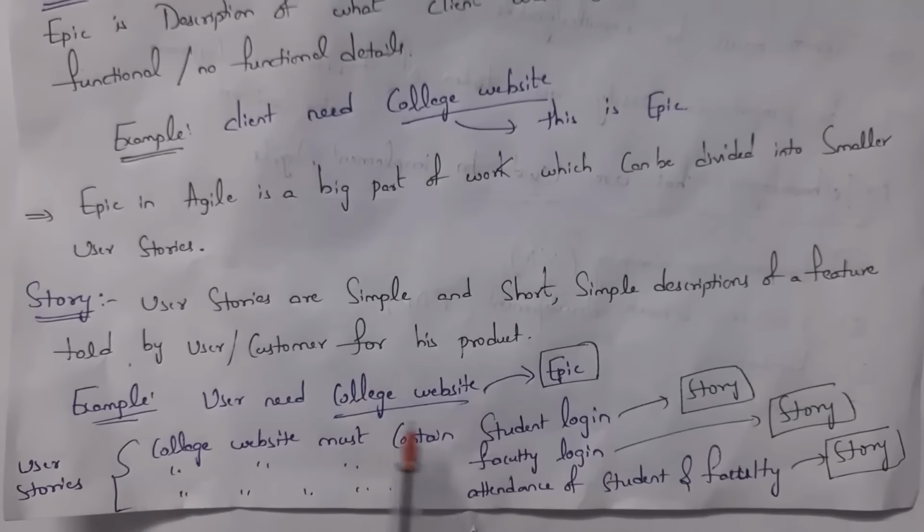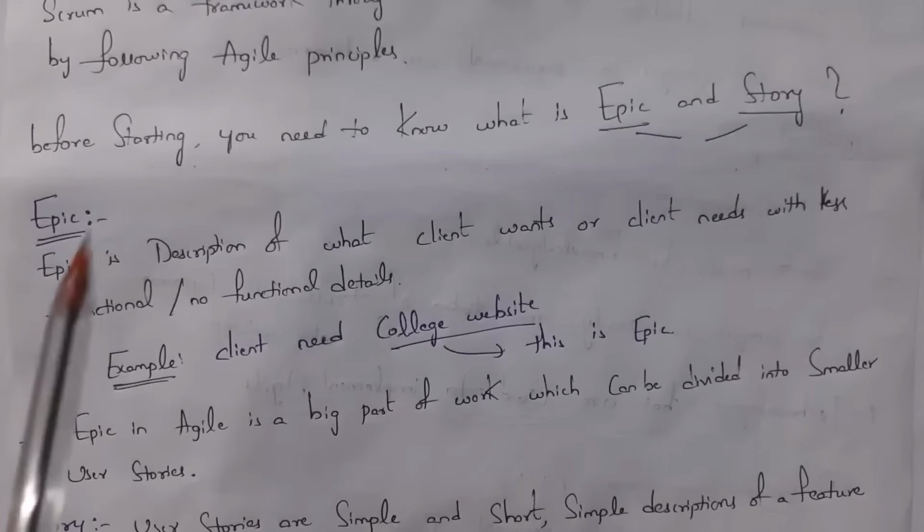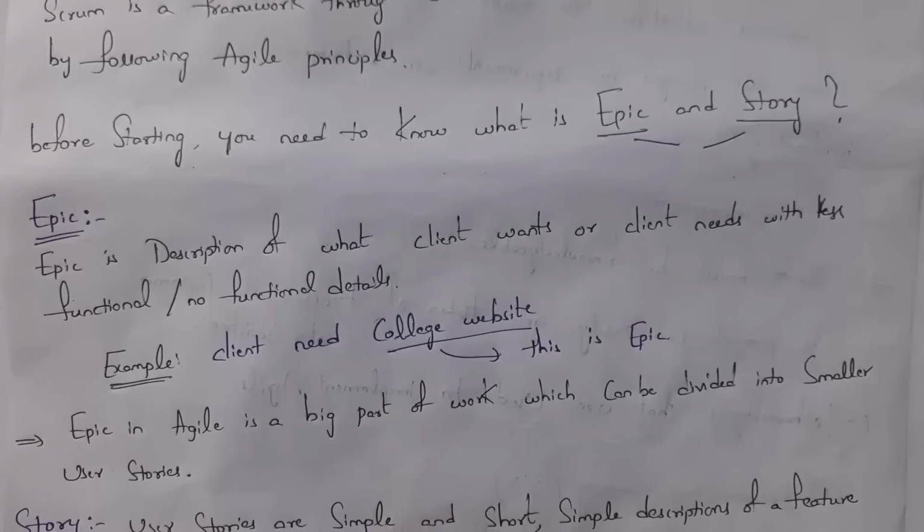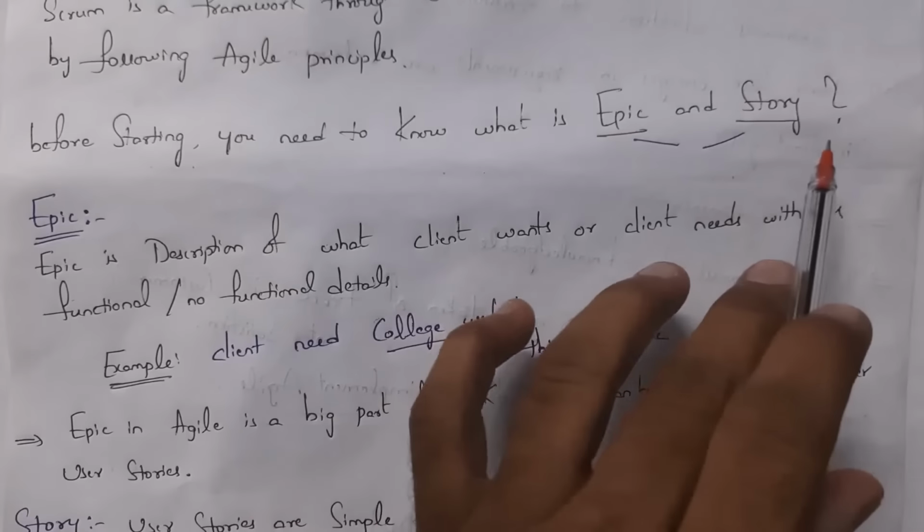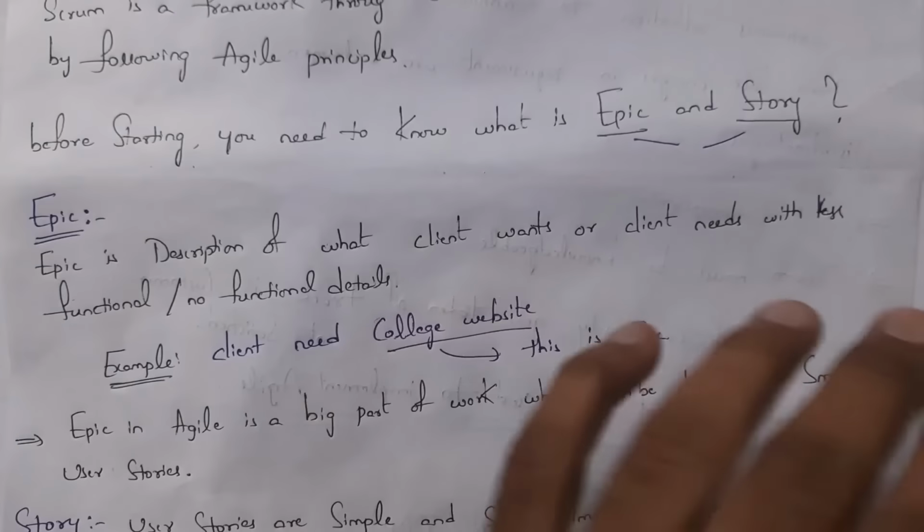So each feature is considered a story. An epic is a big work and this big work can be divided into smaller stories. So basically we consider each feature as one story. Now you know what an epic and a story are. Guys, in software companies they don't say description or features. They will say epics and stories. So that is why you need to remember these terminologies.